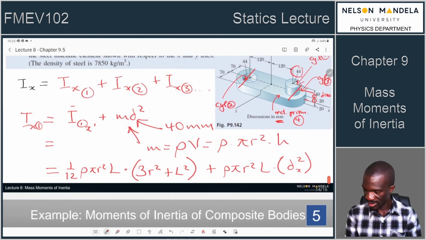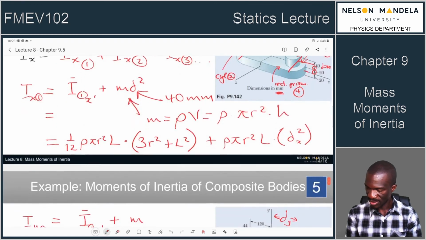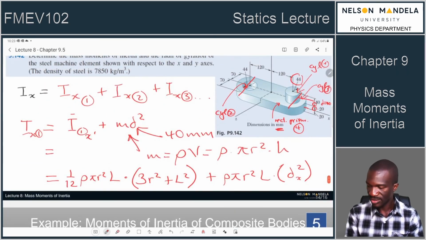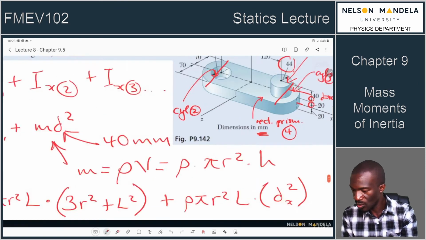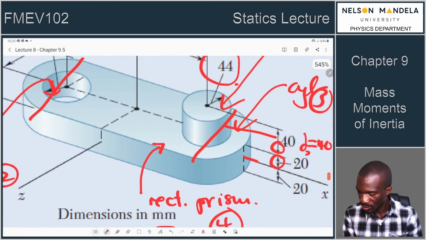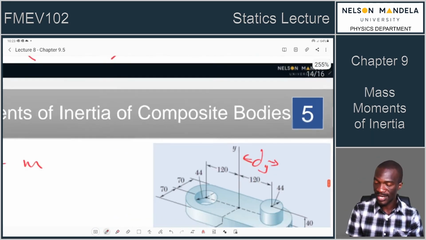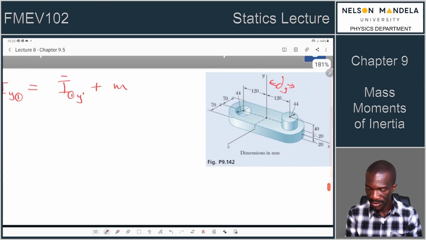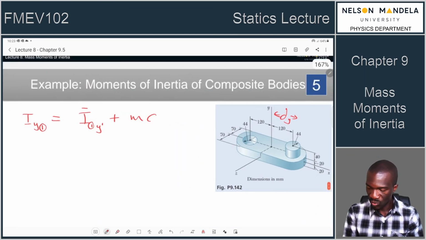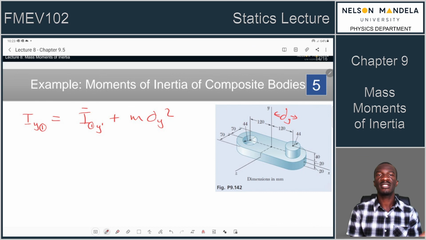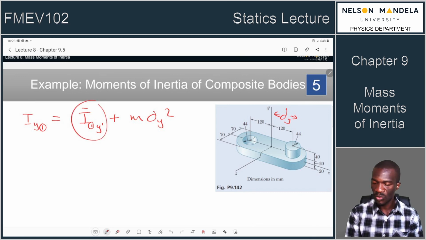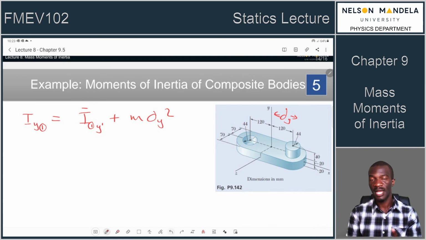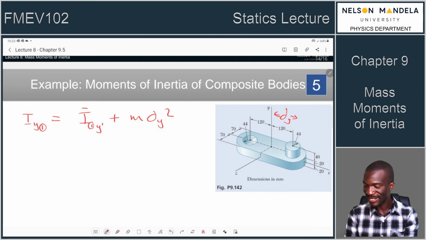Sorry, d for the x. So I'll call it d for the x, right? Which means you need to be consistent with your labeling. So I'll call this the d about the x. So m d about the y squared. So you do the same. Your centroidal, we already know it. Now we are looking at about the y, isn't it? Centroidal about the y. The y is through the what?